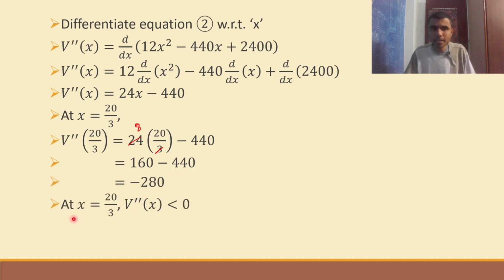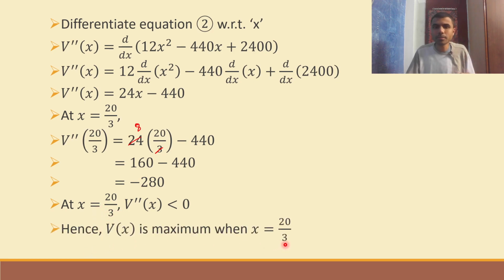So V double dash x is negative. Whenever V double dash x is negative, at this value of x, V will be maximum. So V of x is maximum when x is 20 by 3. So volume is maximum when x is 20 by 3. This is what they had asked: what is the value of x for which volume is maximum? And we got that. You can be happy now. Sum is done.